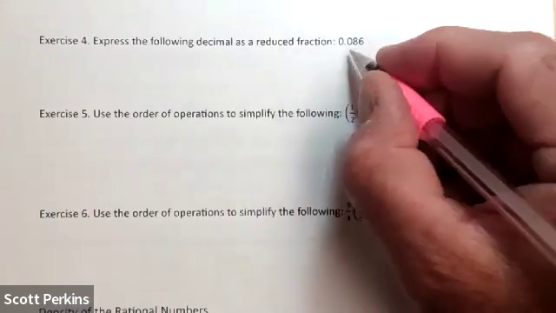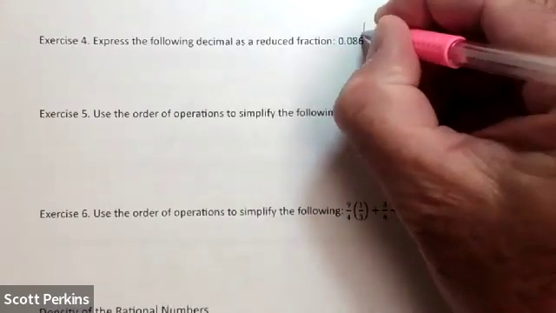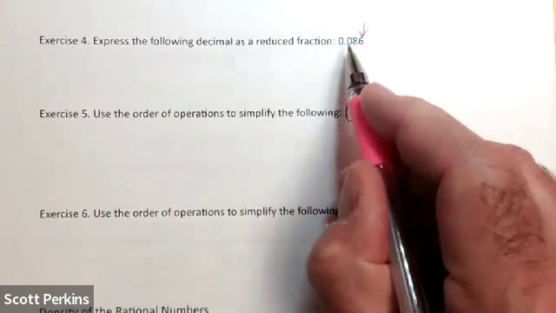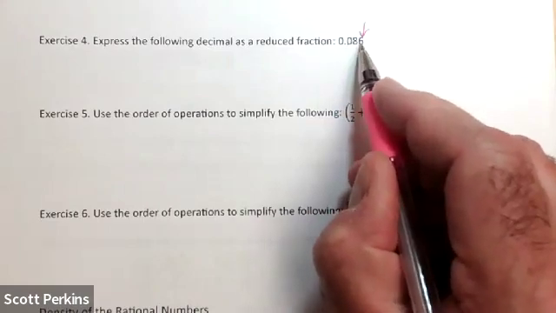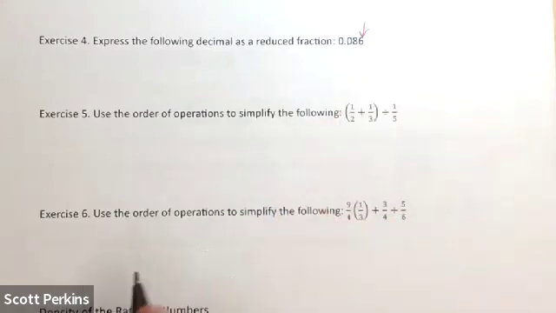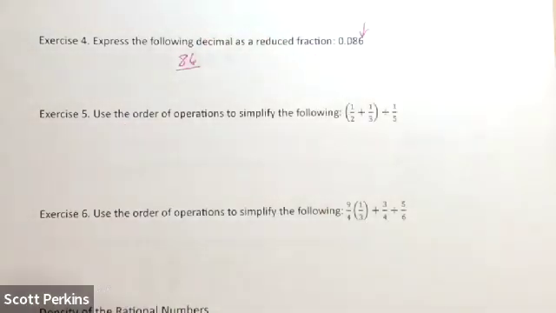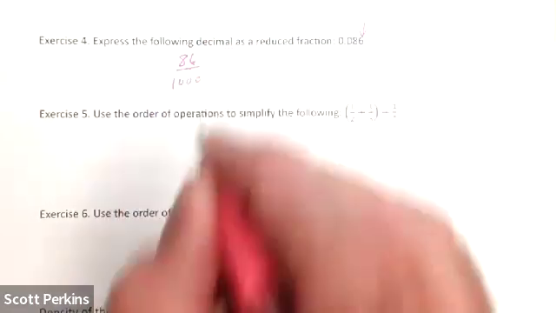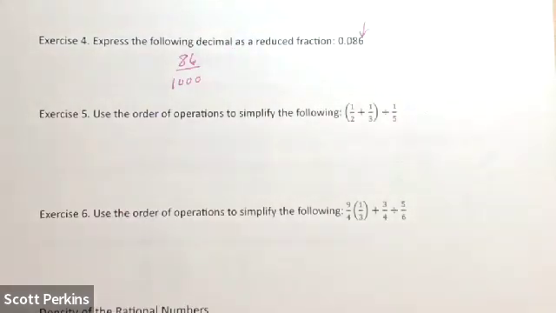Okay, so here we have 0.086. The 6 is in the tenths, hundredths, thousandths place. So instead of my decimal, I'm going to have 86 over, so no more decimal in that number, over 1,000. And now I'm going to take a little time to reduce it.